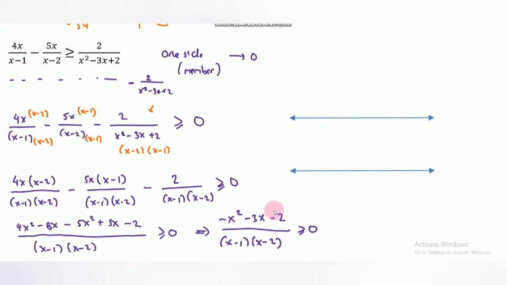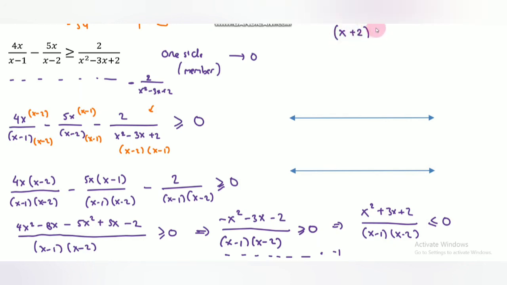I don't like the negative one, so I will multiply all by negative 1 on the left side and on the right side. So in the end, I will have x squared plus 3x plus 2 over (x minus 1)(x minus 2) less than or equal to 0. So the last one I will put on this side. After I factor completely, it will be (x plus 2)(x plus 1) over (x minus 1)(x minus 2) less than or equal to 0. So this is the final statement that you are familiar with.